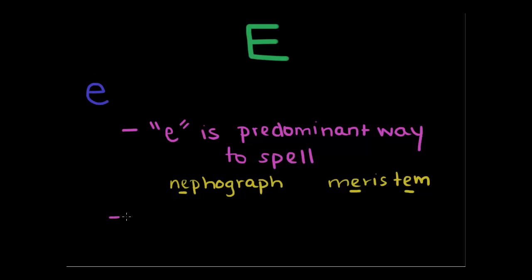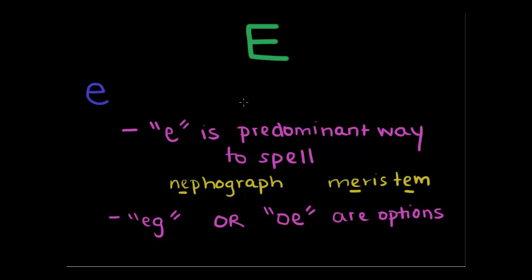E-G, silent G again, E-G, or O-E, E-G or O-E. They are viable options. Definitely not as common as E, but they are options. They're far less common, but again, they are options. And there's very few words using these.